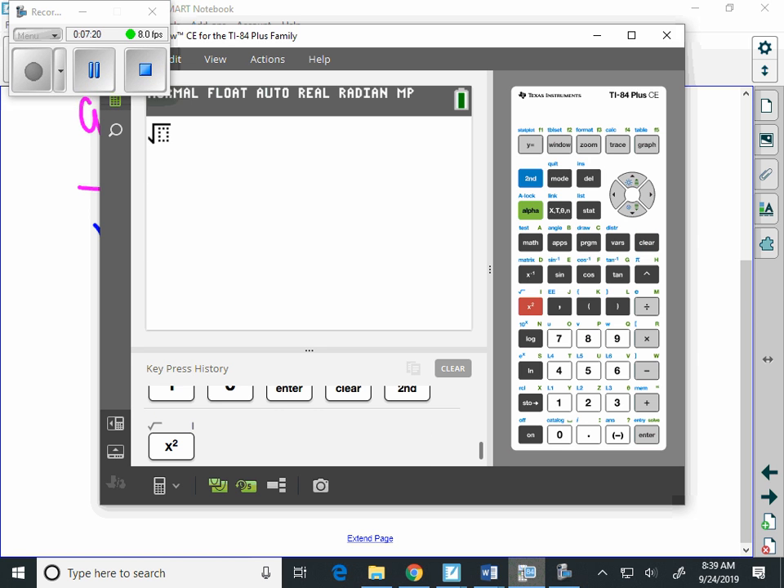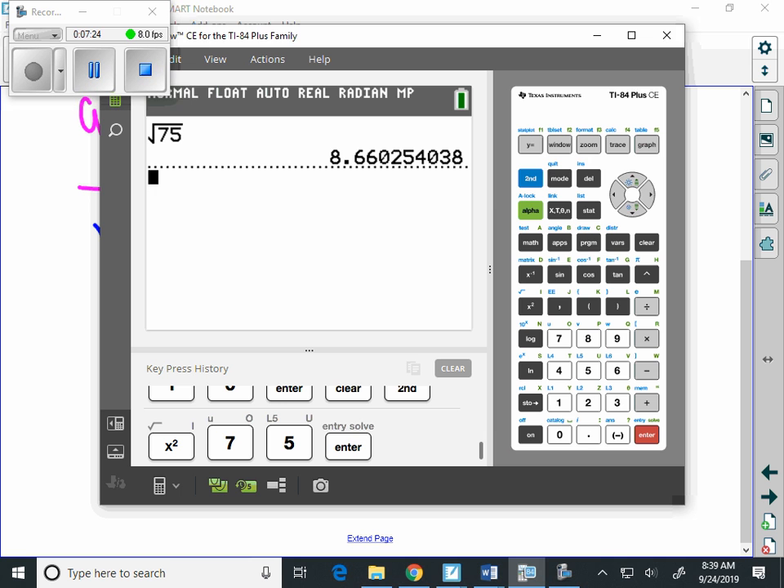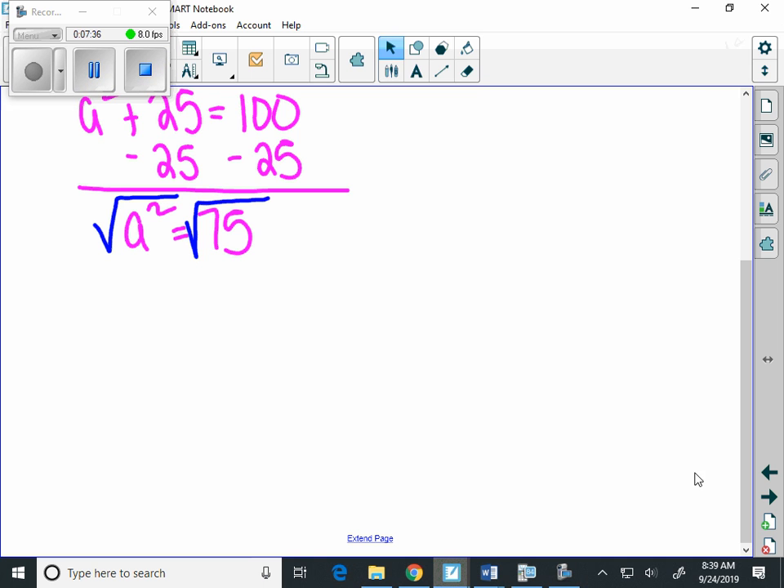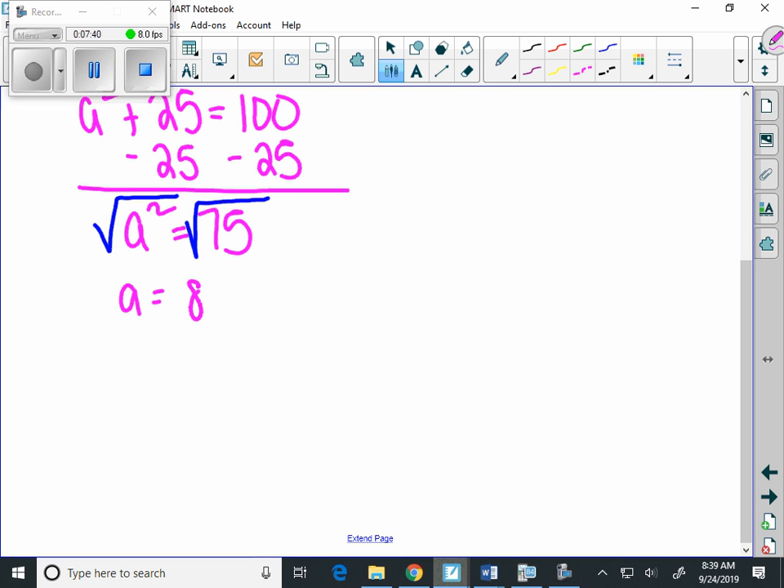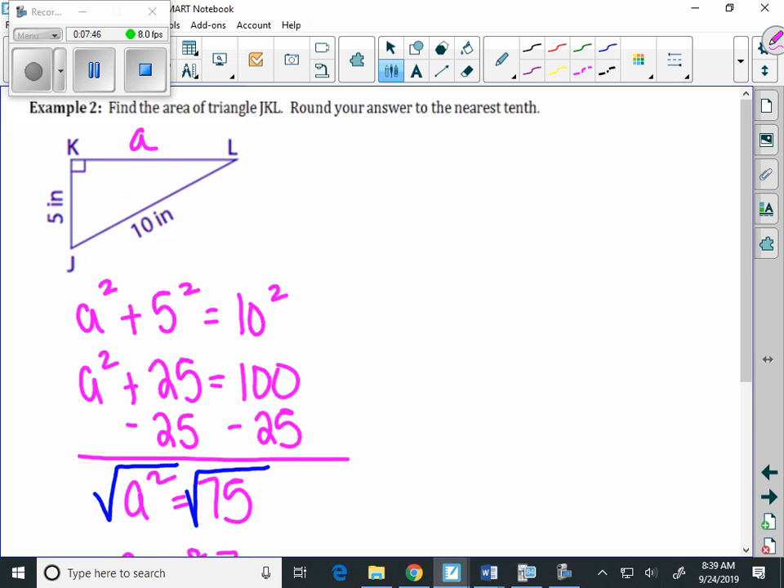Square root 75 is 8.66. We're going to look at the 6 to determine what to do to the first 6. And because that second 6 is 5 or higher, we're going to round and make this 8.7. So A is 8.7.